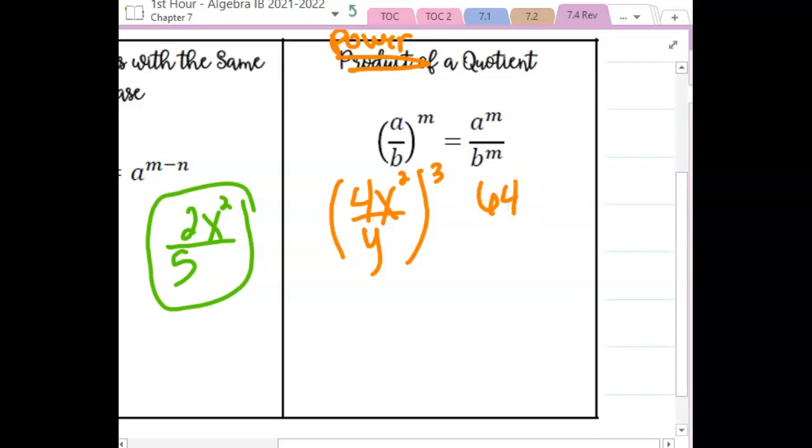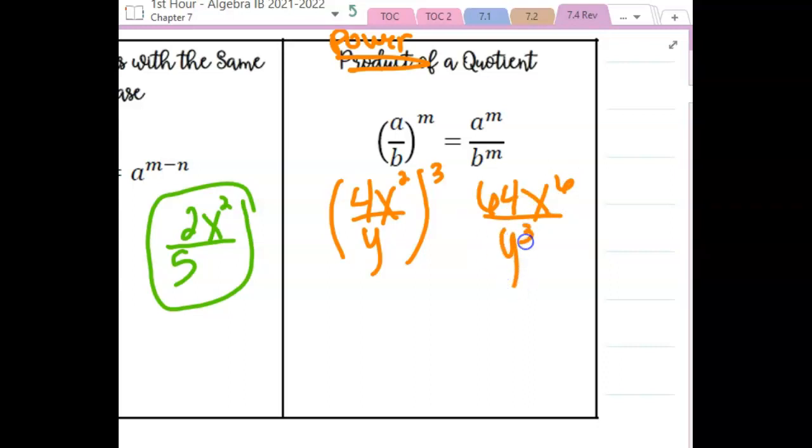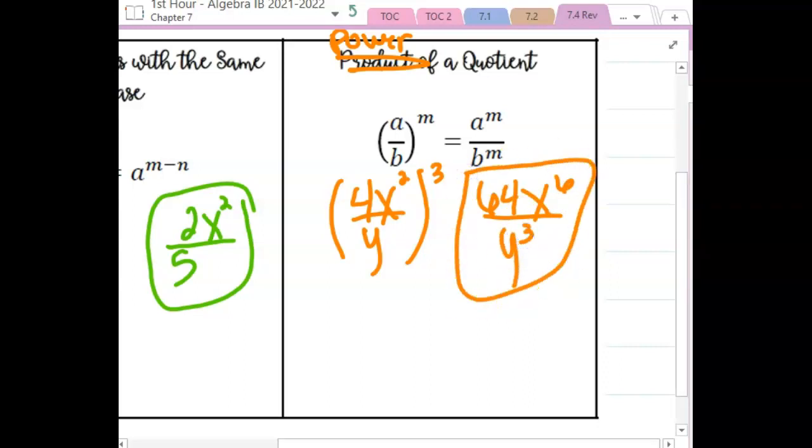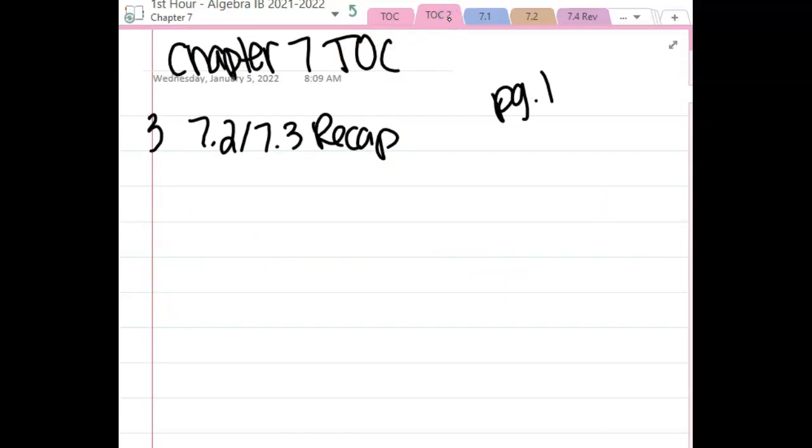Now the rule from yesterday, when you take x squared cubed, you would multiply those exponents together and get x to the 6th. And then don't forget about the denominator as well. When you cube the y, it would just give you y cubed. So those are the 2 new rules we're going to throw in today. All right, so let's get this glued into page 5, and this is the 7.4 recap.